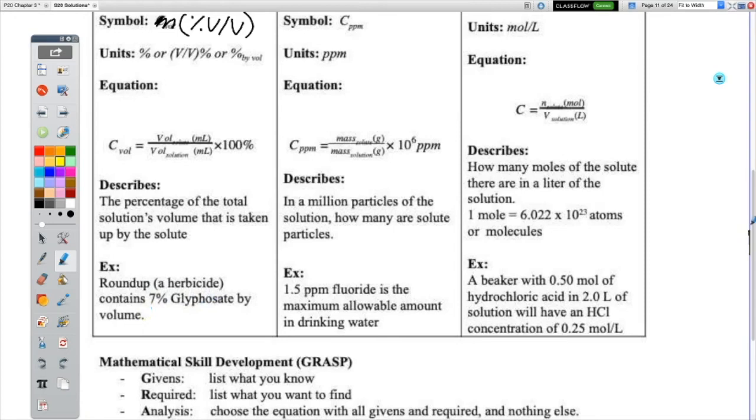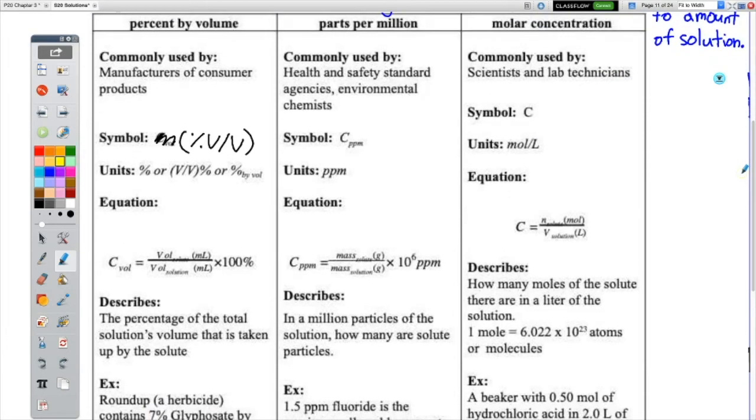Okay, the next one is commonly used by health and safety standard agencies and environmental chemists. This one is called parts per million, or ppm. ppm stands for exactly what you think it stands for, parts per million. And again, it kind of says what it is right there in the name. So it means in a million particles of your solution, how many of those particles are solute particles?